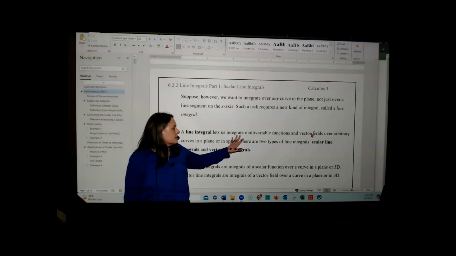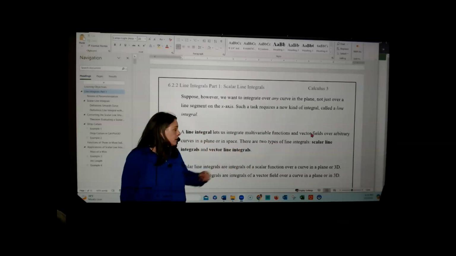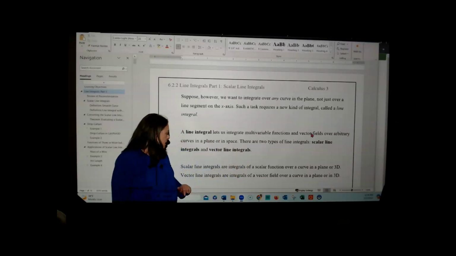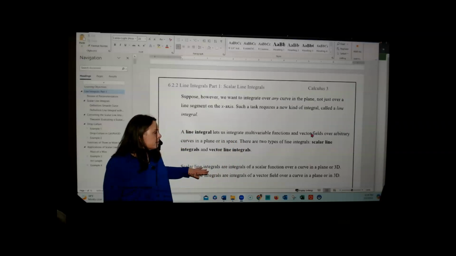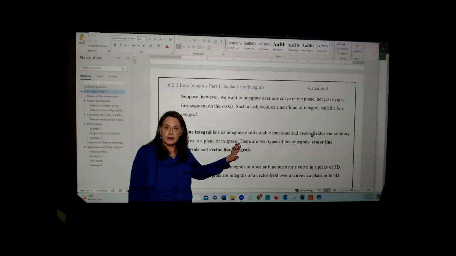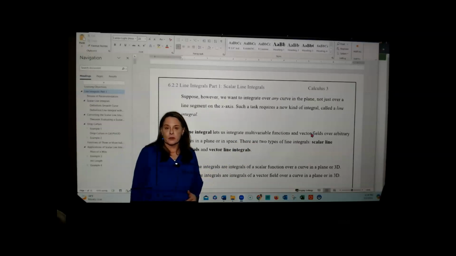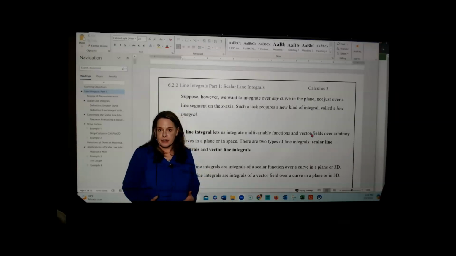A line integral will let us integrate multivariable functions and vector fields over arbitrary curves, either in the plane or in space. There are two types of line integrals: scalar line integrals and vector line integrals. Vector line integrals are line integrals in a vector field. Scalar line integrals are not applied in a vector field. Both of these can be applied to a curve in the plane, in the xy plane, or to a curve in three-dimensional space. The difference between the scalar line integral and the vector line integral is whether or not it is being applied in a vector field.